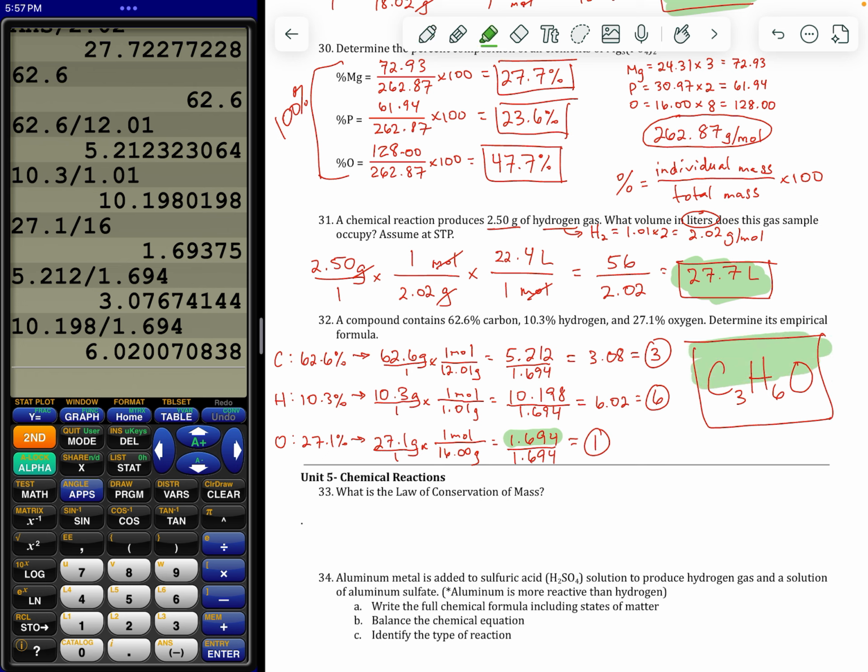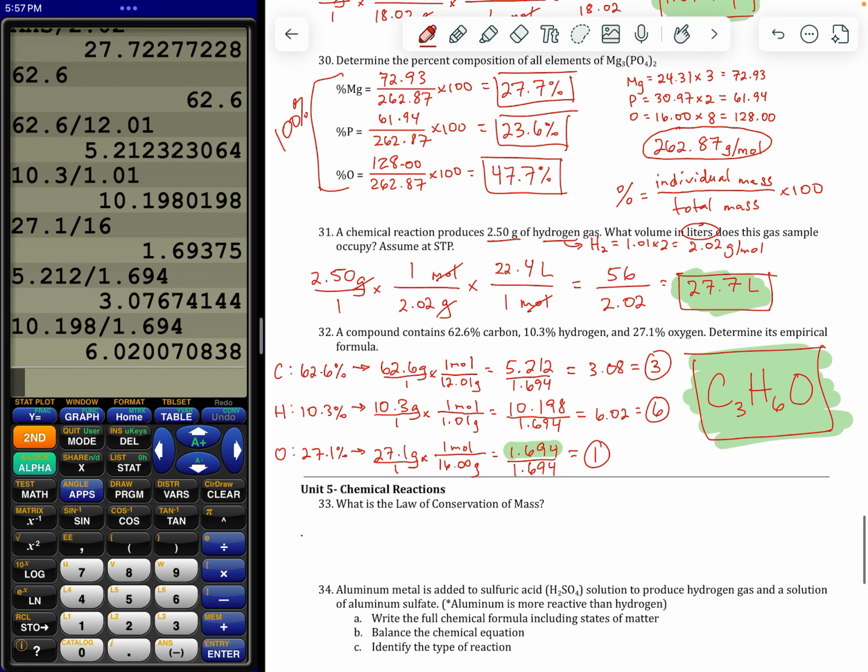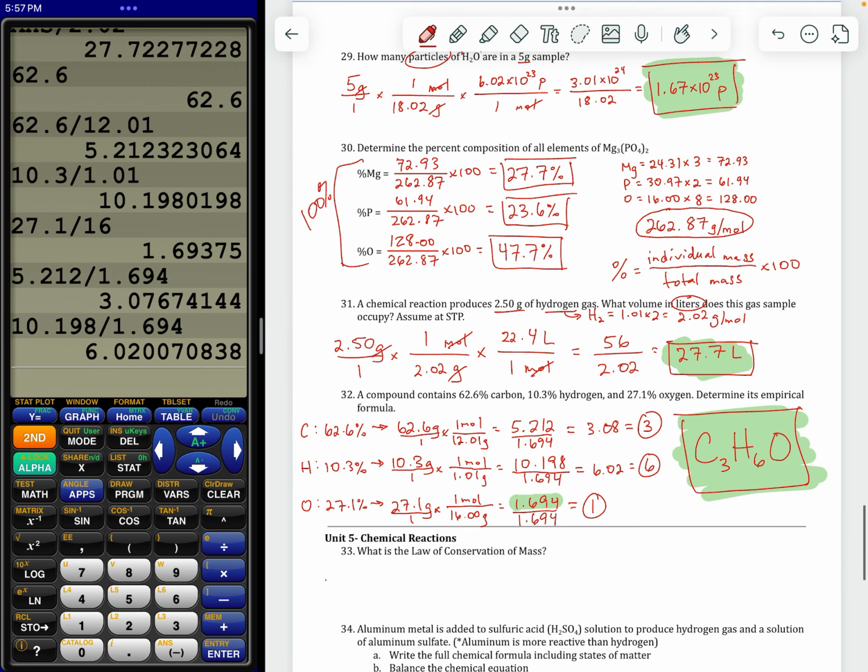All right, so hopefully this is a nice little refresher, and hopefully this helps in all the calculations for the mole. All right, one more unit to go.